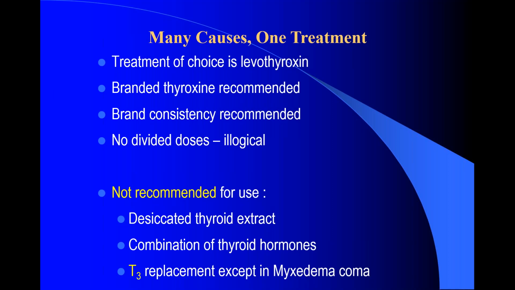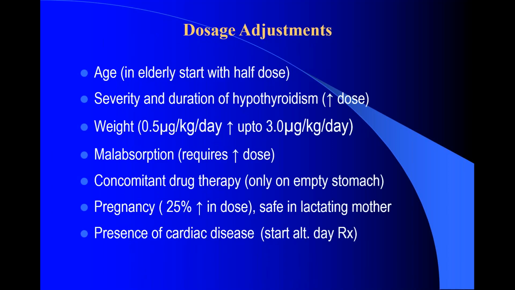In an elderly patient, doses can start with smaller doses because thyroxine causes heart abnormalities. It depends on the severity of the dose. If malabsorption is there, in that case the patient will require more dose. And this has to be given on an empty stomach. That is very important. I'm again highlighting.